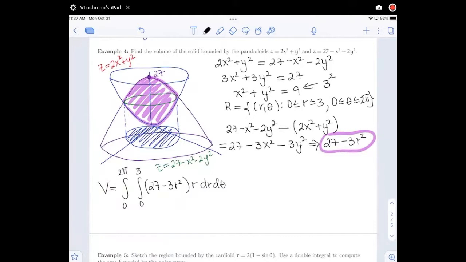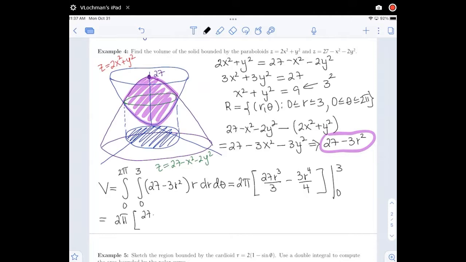So I'm going to go ahead and compute this in one line. So this is going to be 2 pi times what? Okay, it's 27r. The antiderivative is 27r cubed over 3. And then here we have negative 3r cubed. So that's negative 3r to the 4th over 4. We go from 0 to 3. Okay, at 0, everything vanishes. So we just need to evaluate this at 3.